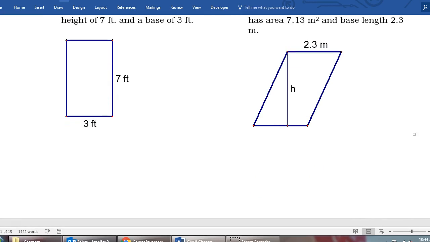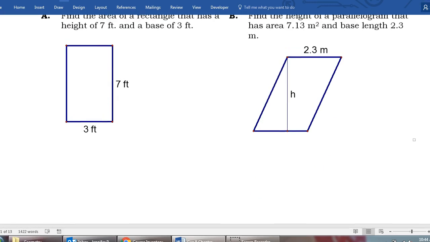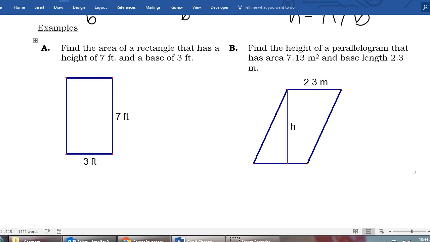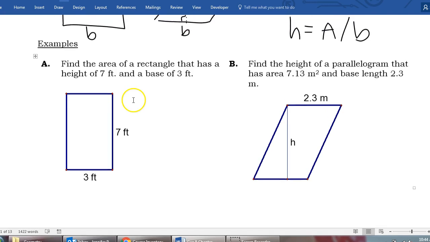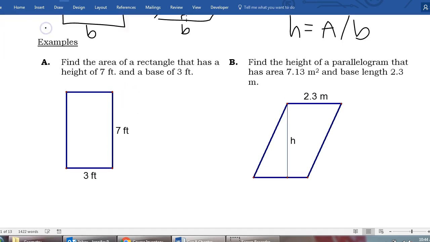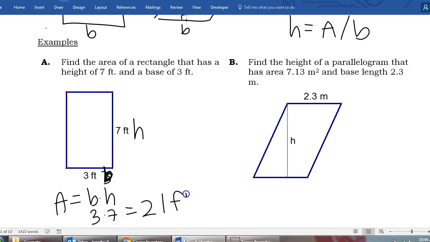So we got a couple of examples. Example A gives me a rectangle and wants me to find the height of that rectangle. Or sorry, find the area of that rectangle if the height is 7 and the base is 3. So to get the area, I just need base times height. So my area is going to be 3 times 7, which is 21. And for area, we use a squared unit. So I'm going to put feet squared. 3 feet times 7 feet is 21 feet squared.